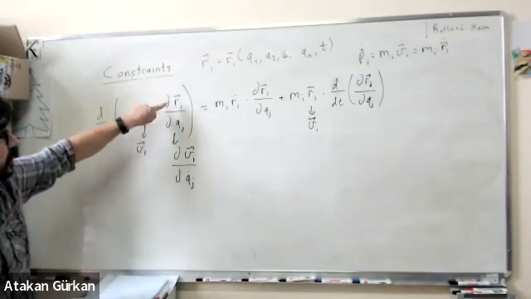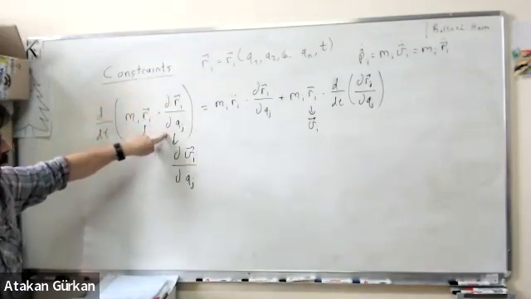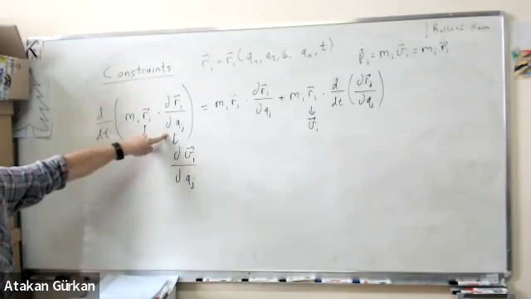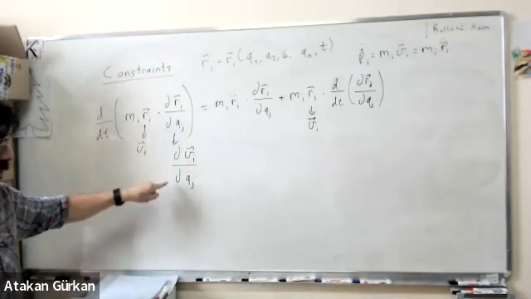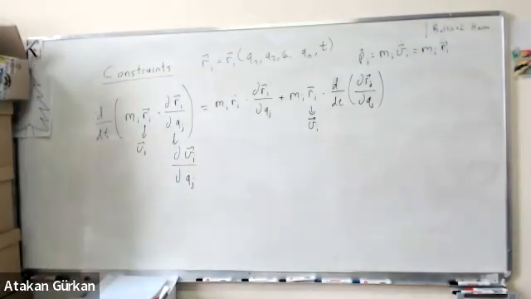So this expression is the partial derivative of ri with respect to qj. I'm claiming that this is the same thing as the partial derivative of the velocity with respect to the time derivative of the generalized coordinate j. How would you go about showing this? How would you do that?